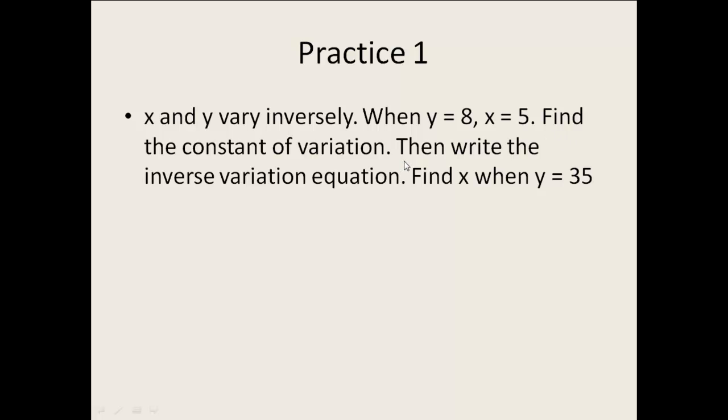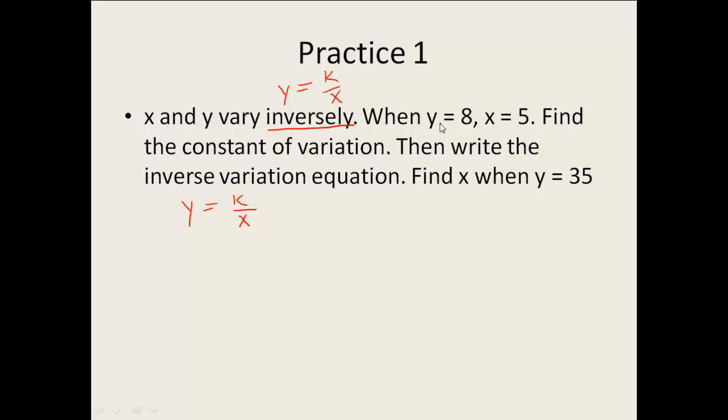Find the constant of variation. When you're given a problem like this, you want to seek out that key word right there. They vary inversely. As soon as you see inversely, y equals k over x needs to come flying to the front of your mind. We're going to start with that very generic setup. Y equals k over x.